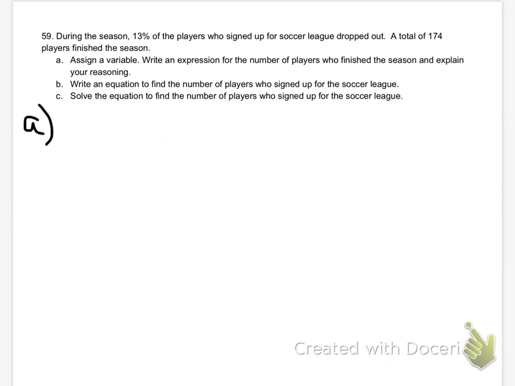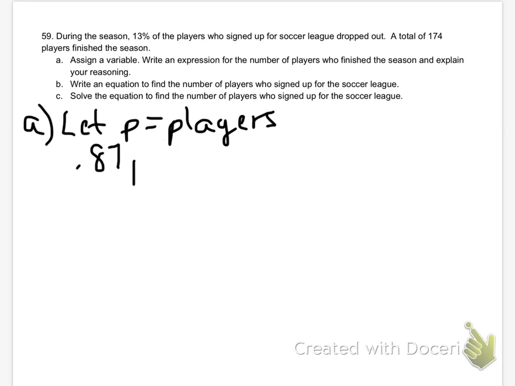So if I'm looking at part A, we've got to assign our variable, so we'll just let P be the number of players. Okay, P equals the number of players. And then it says, write an expression for the number of players who finished the season. Well, we know that there was 100% altogether that started off, right? And then 13% dropped out. So if 13% dropped out, that means that 87% of the players finished, right? 87%. So I'm going to write that as 0.87 of the players ended up finishing. So P represents the number of players who signed up for the soccer league. So 0.87p is my expression for the number of players who finished this season.